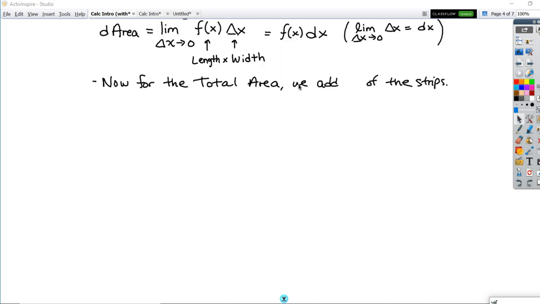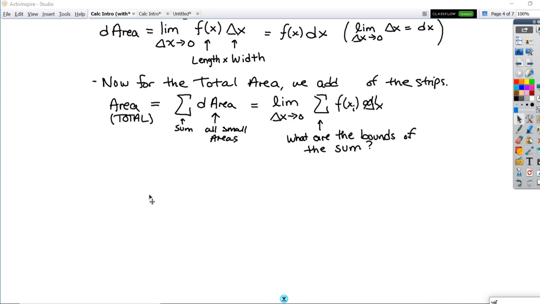Now we want the total area, so we have to add all the strips together. And for that we use the sigma notation. So the total area is the sum of all the small areas. Now we can replace the little area notation with the limit as delta x approaches 0 of the sum of all the, let's see here.